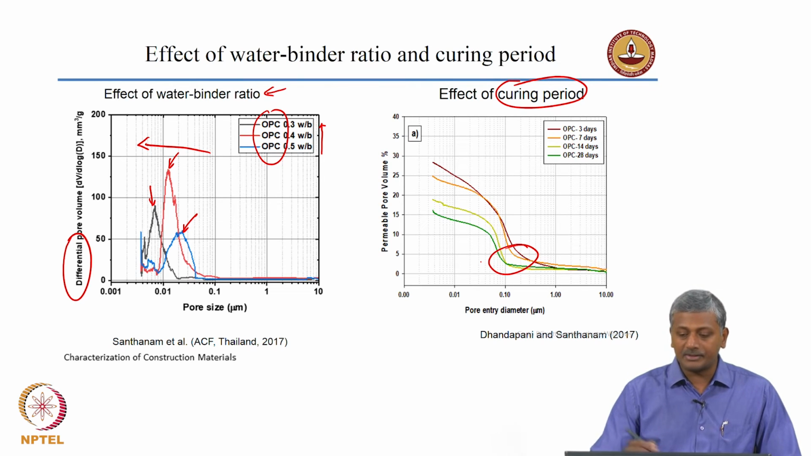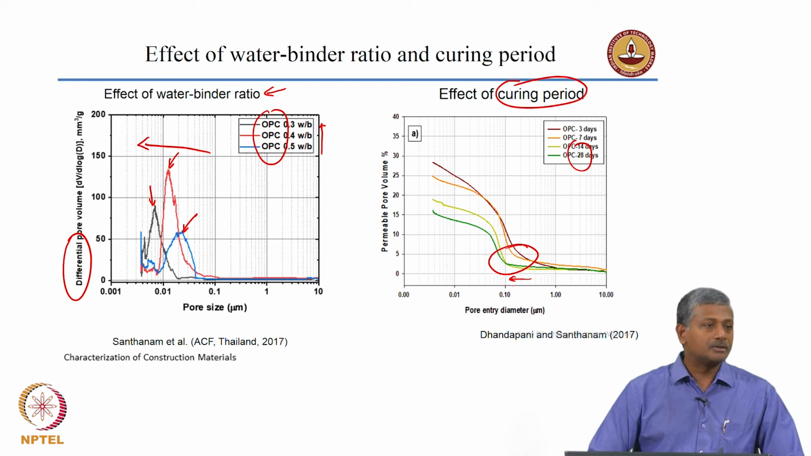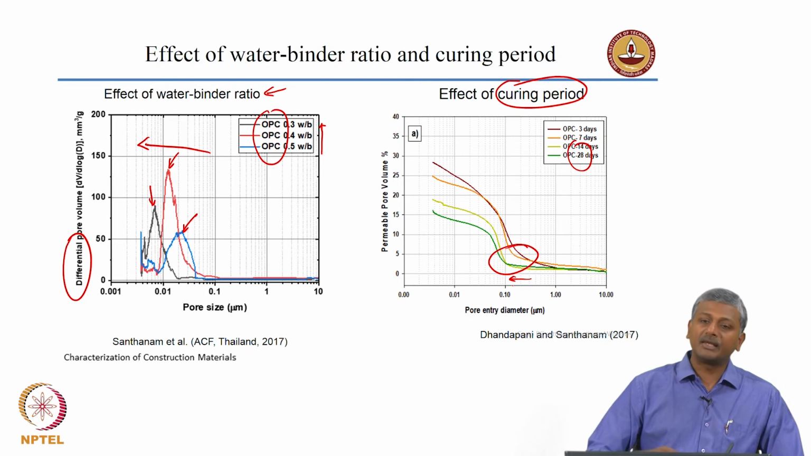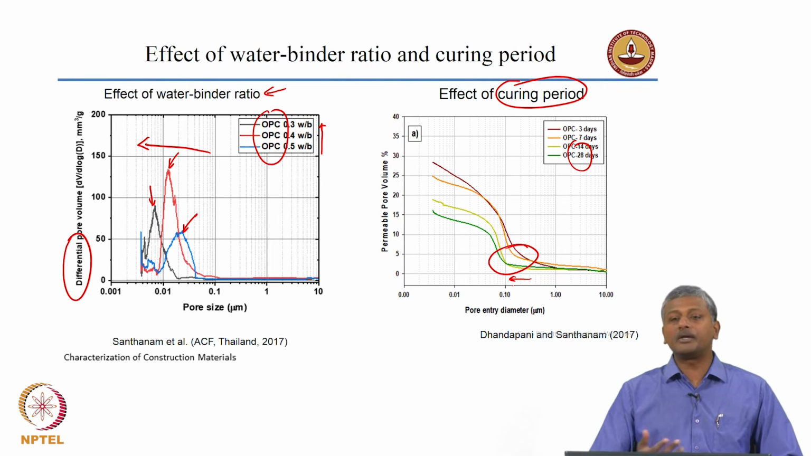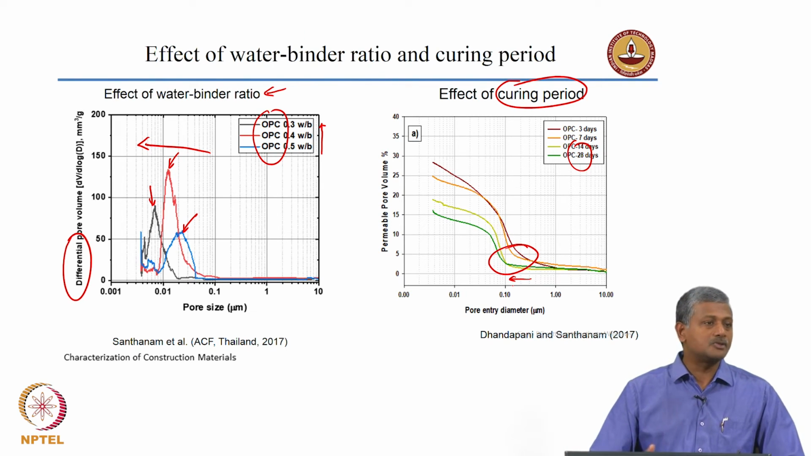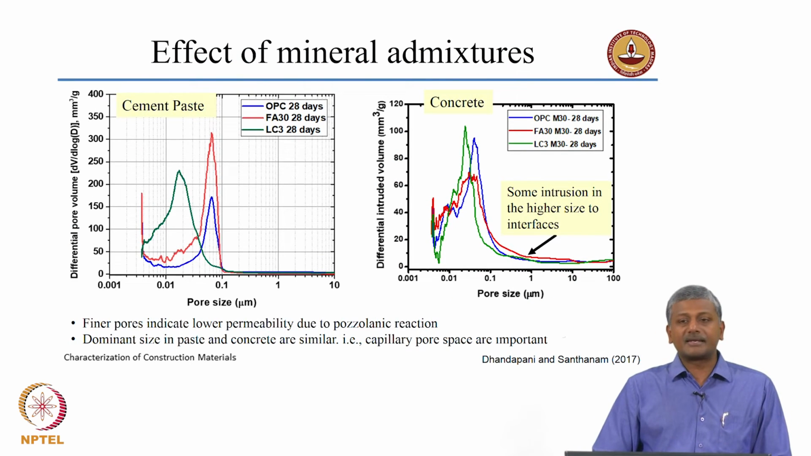You see that at later ages, that is 14 and 28 days, your threshold diameter or the breakthrough diameter is shifted to smaller values when you cure the system for a larger period of time. So, higher curing implies lower threshold pore diameter. That means with increased curing, the resistance to permeation of water and other aggressive chemicals will also improve with time. Now, the most interesting characteristics that MIP seems to bring out are the differences in the ways that systems with mineral admixtures actually tend to behave.